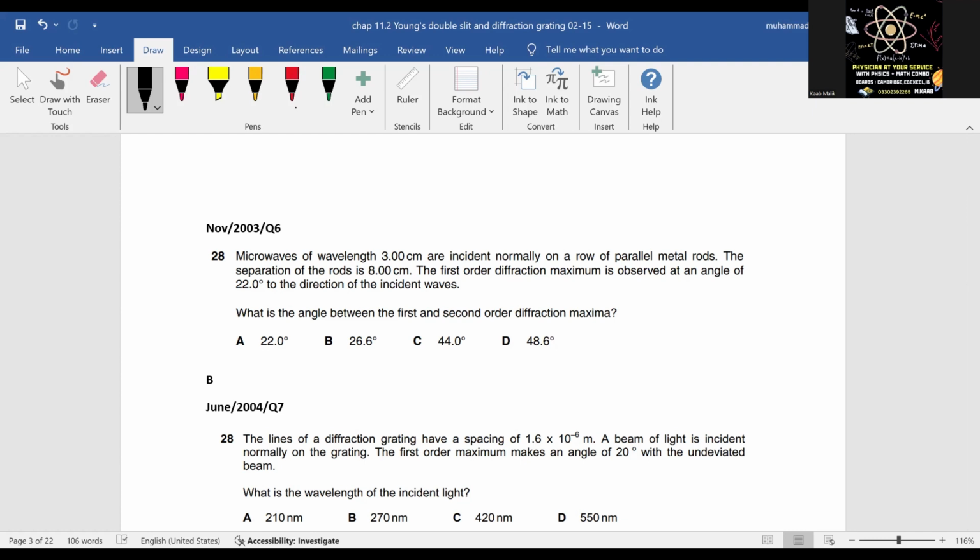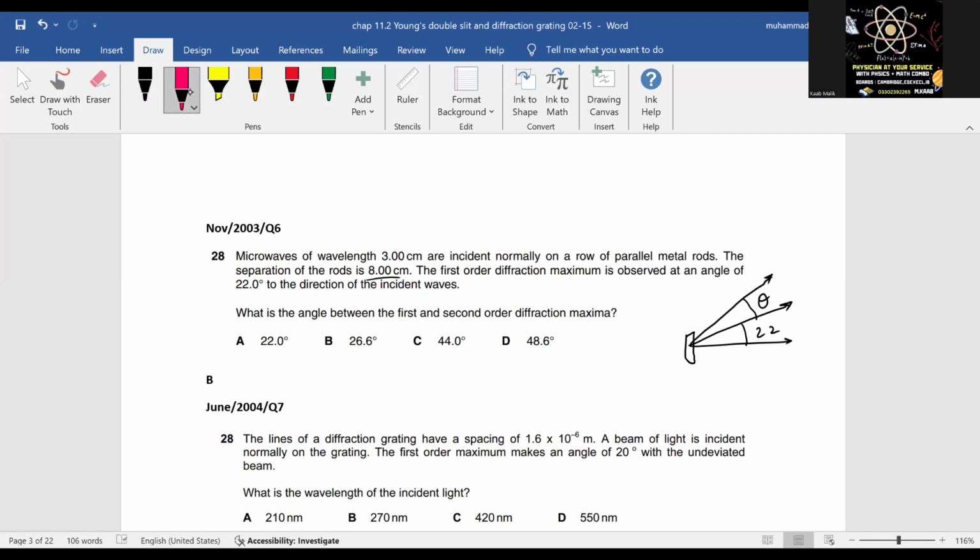So if I draw the diffraction maxima, we have the diffraction grating right here, and this is the central order, this is the first order, this is the second order. Now they give you the wavelength, and the separation of the rods is 8 centimeters. Metal rods, so this is going to be your slit separation. The first order maximum is observed at an angle of 22. So this angle is 22, and what is the angle between the first and the second? So they are asking for this angle.